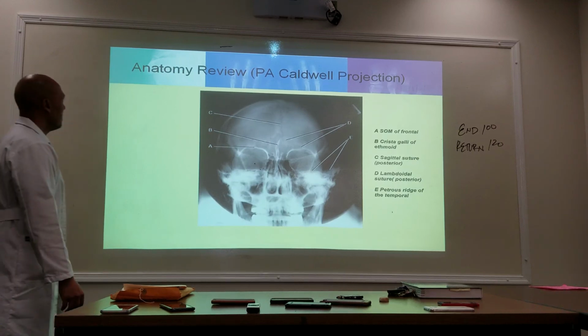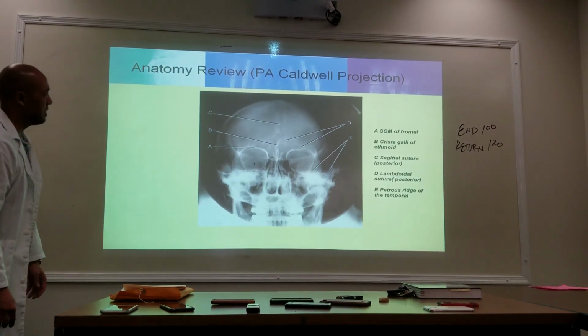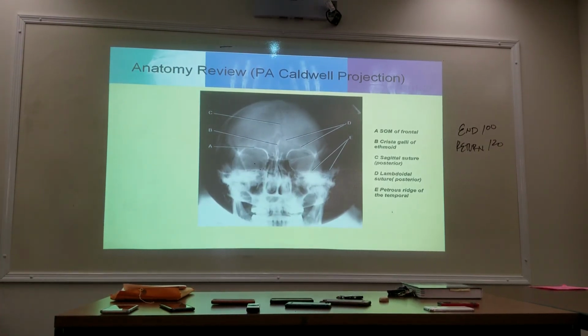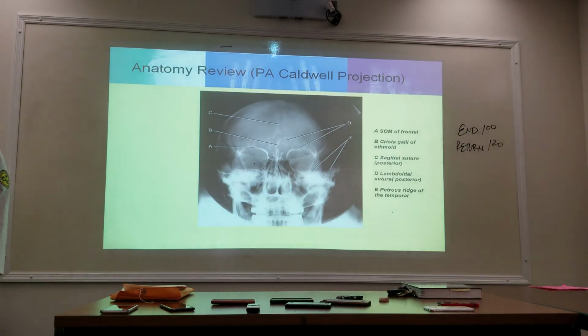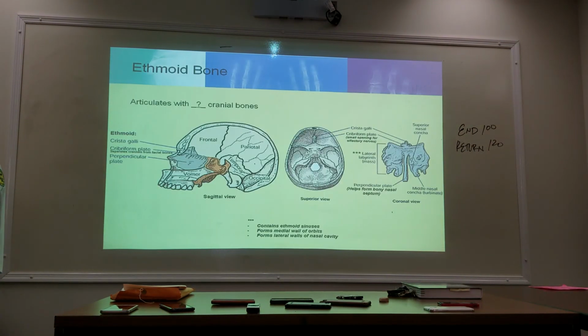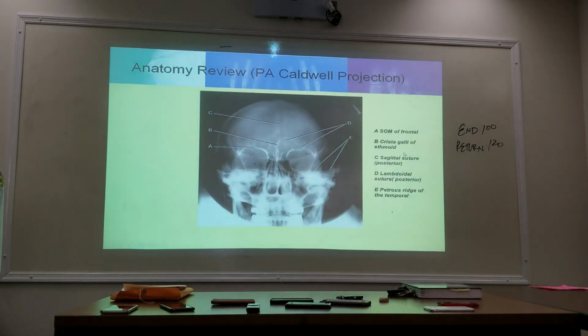Okay, so here is a PA projection, also known as a Caldwell of the skull. And so remember the crista galli, if we look back over here, which is this area right here, we can see it radiographically. So this is the crista galli of the ethmoid bone.